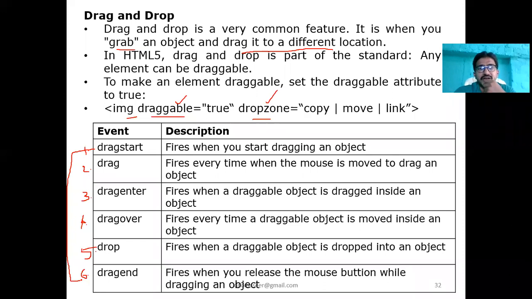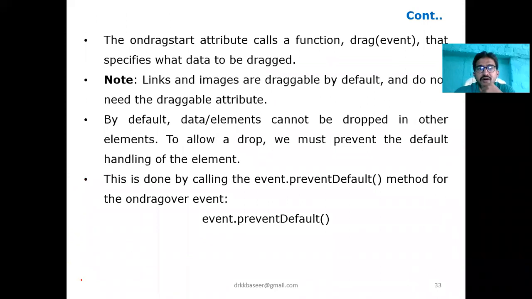Okay, so don't be confused. Draggable and dropzone are the attributes. Dragstart, dragenter, dragover, drop, dragend are the events. Events means we are writing some functionality for that particular event. When you write some code, some function, for that particular event, then it is called triggering that event.